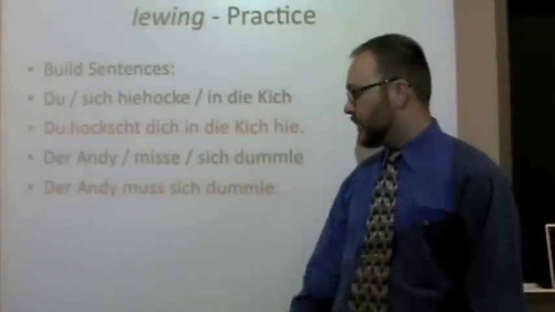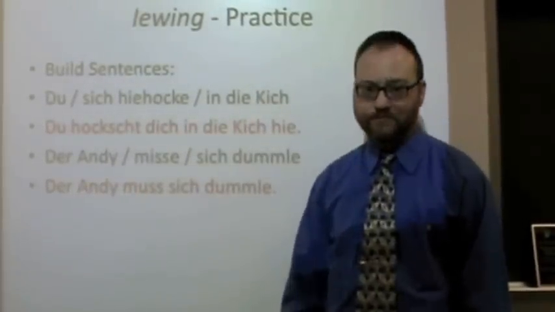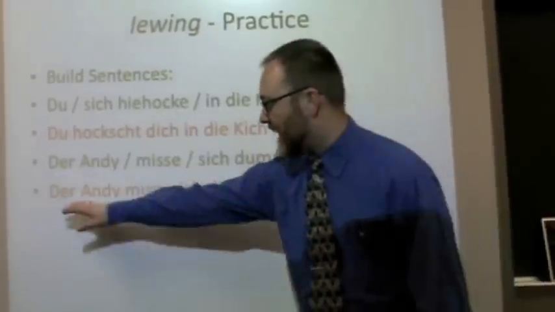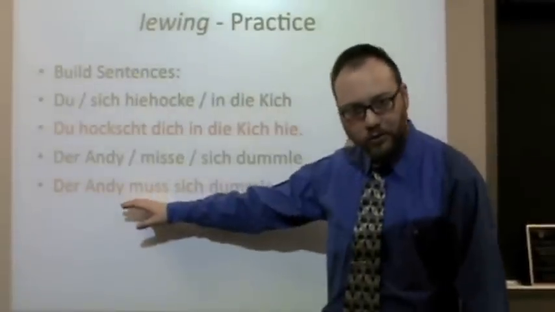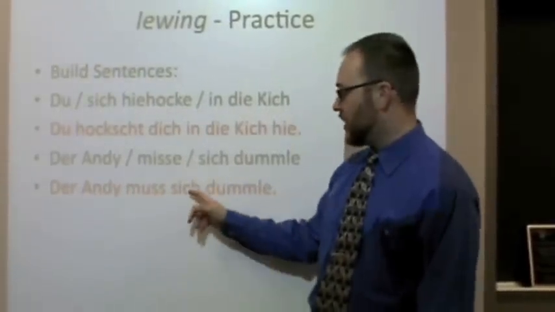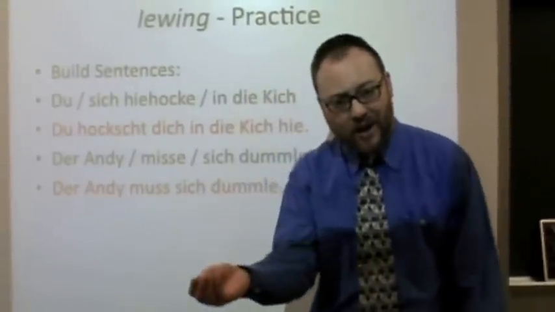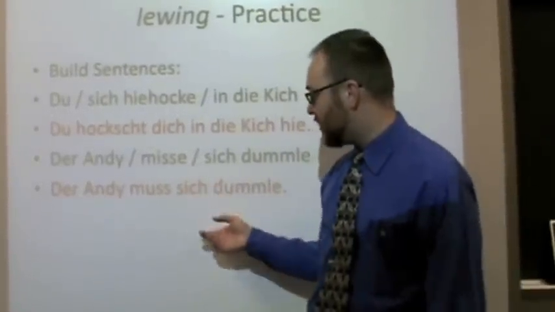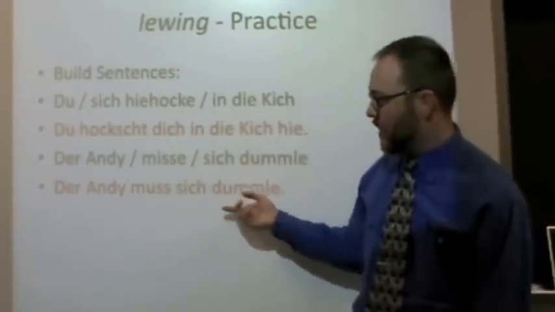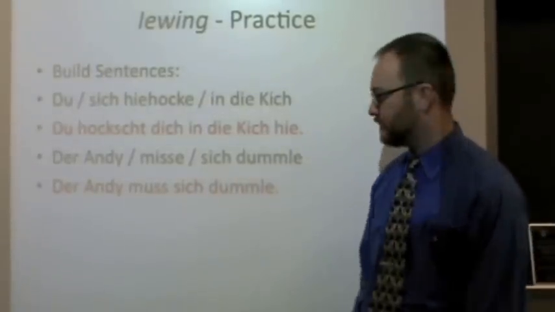If you did it correctly: der Andy muss sich dummle. So our subject, der Andy, then comes our modal, which the conjugated form of misse is muss for der Andy. Then your reflexive pronoun, the reflexive pronoun for der Andy, which would be sich. And then our verb stays the same at the end, dummle, infinitive form, because we have a modal. Der Andy muss sich dummle.